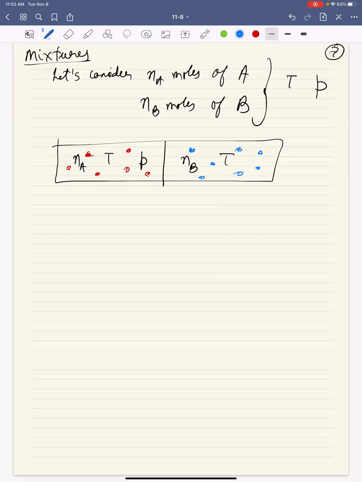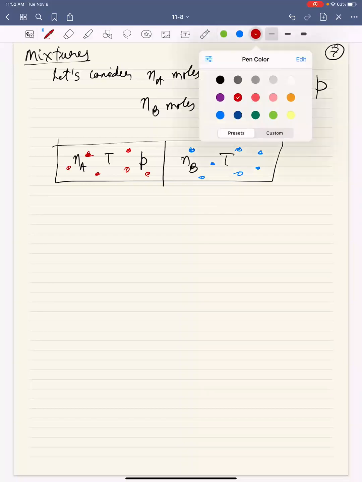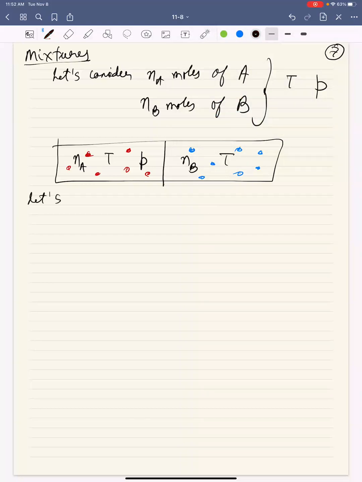And let's assume A and B both are ideal gases. So how do you really distinguish one ideal gas from another ideal gas? You could distinguish one van der Waals gas from another van der Waals gas by having different a values and b values, right? For an ideal gas, the only way to distinguish it would be to tag them somehow. Maybe you have colored them somehow.